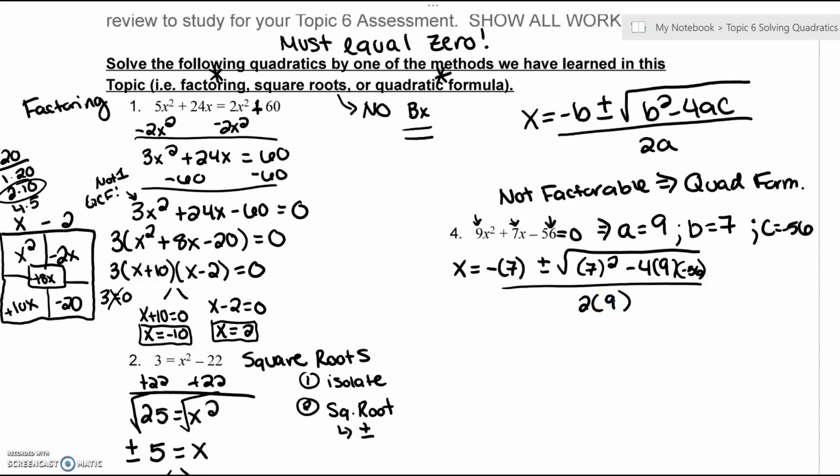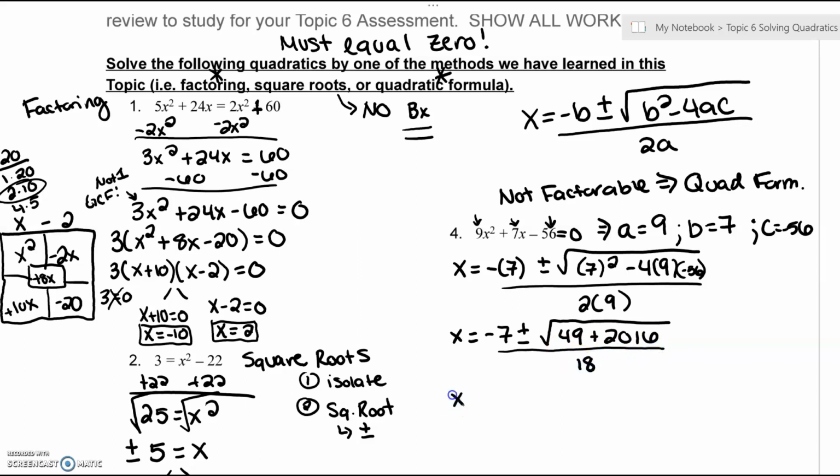And this one we are going to get a decimal, guys. So x equals negative times 7 is negative 7, plus or minus the square root of, we should all know that 7 squared is 49. If we type negative 4 times 9 times negative 56 in our calculator, we'll get positive 2016, which is a huge number. All over 2 times 9 is 18.